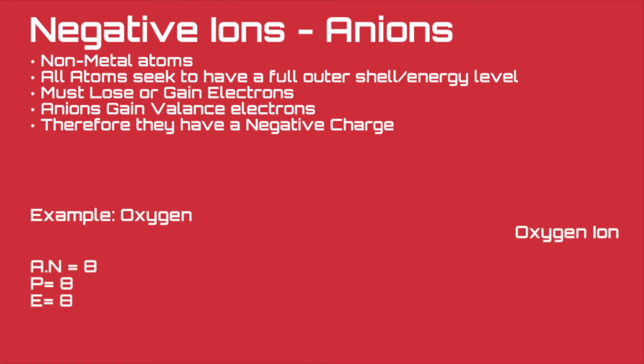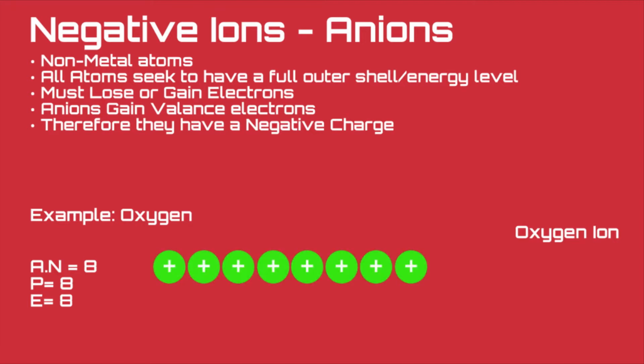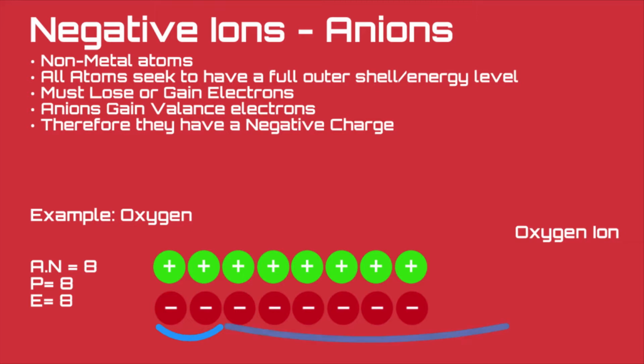Let's use oxygen as an example. Oxygen has an atomic number of 8, which means it has 8 protons and 8 electrons. Again, like hydrogen, that means it has 8 positive charges and 8 negative charges. Going into this one in a little bit more detail, we have the first 2 electrons found in the first shell, and we have the 6 remaining found in the second shell.